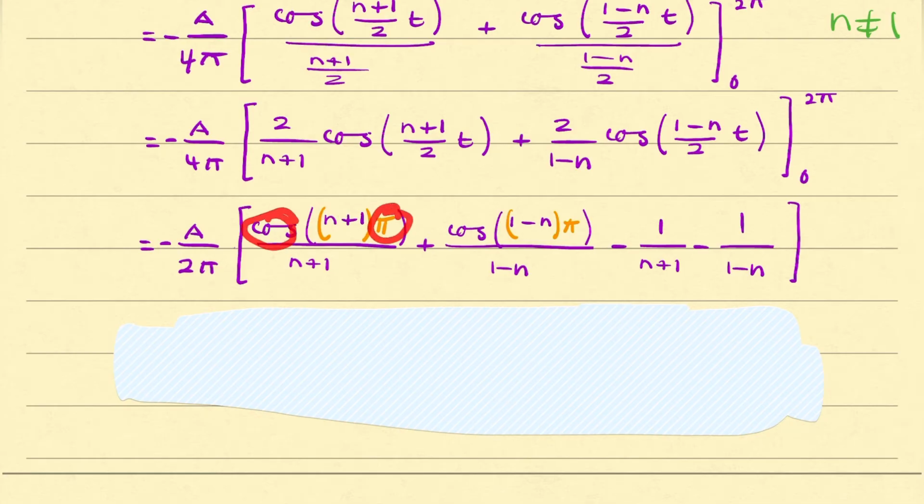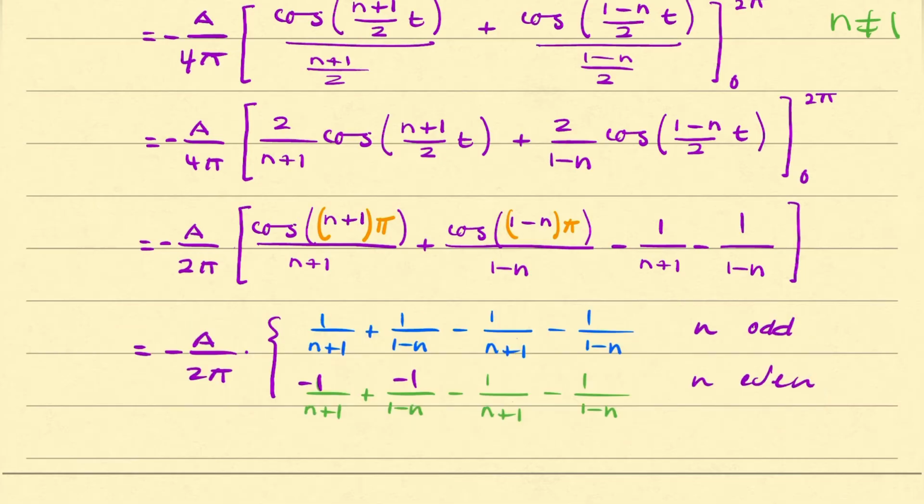cosine of any multiple of pi is going to be either plus 1 or minus 1, depending on whether n is even or odd. So if you think about it, whenever n is odd, say n equals 3, then 3 plus 1 is 4, and cosine 4 pi is going to be 1. Whereas if n was even, 2 plus 1 is 3, and cosine 3 pi is minus 1. So if n is odd, you end up with that, which simplifies to 0, and if n is even, you end up with that, which simplifies.